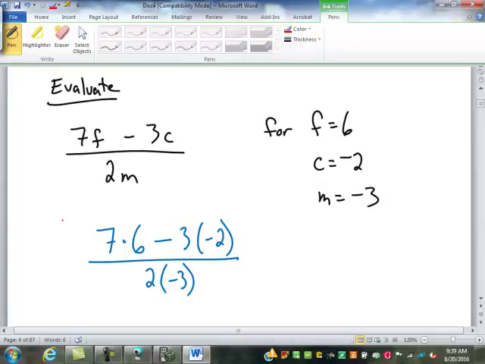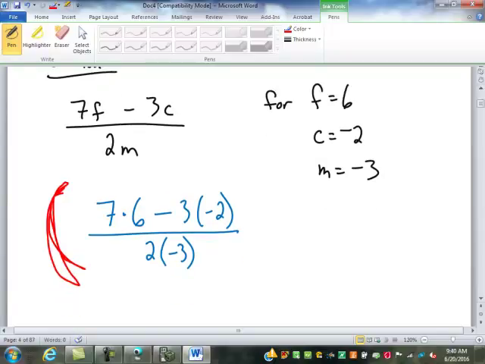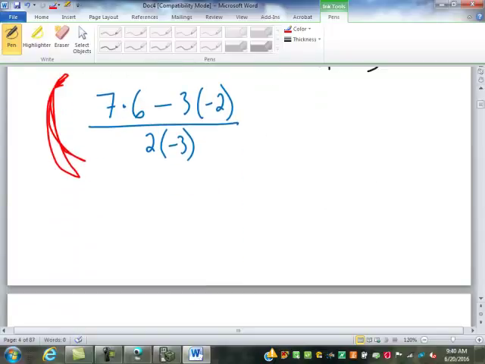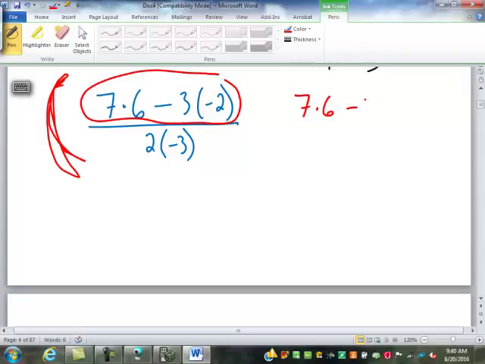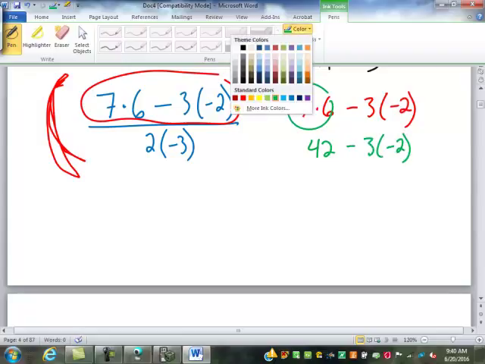Now I'm going to pause. Everybody understand how I got here? Any questions on that? Okay. So now what do I need to do first? I need to do everything that's on top there first. Good. And the first thing up there is going to be the 7 times the 6, which is 42. What's next?